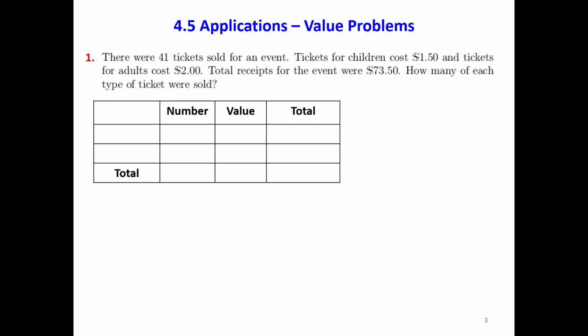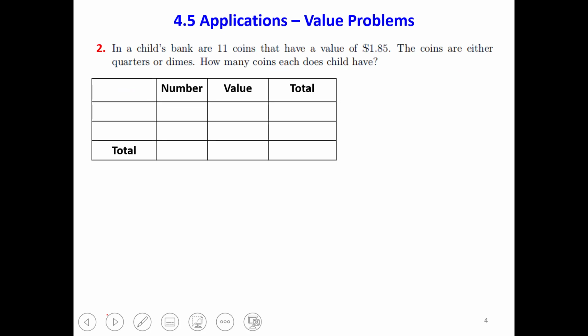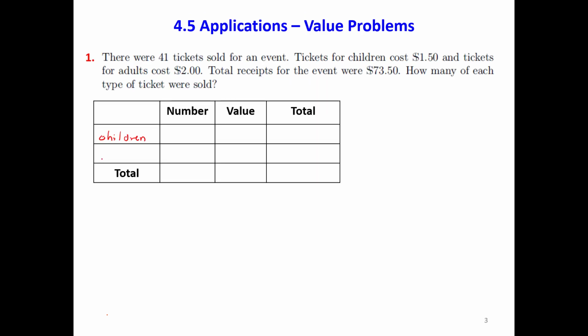Then we have two different types of tickets. One is for children, the other is for adults. In this case, we need to find the number of tickets for each. Then we will write here some words that help us identify the variable. As we have children and adults, then the number of tickets. We don't know how many tickets, so we write variables. This is x, this is y.